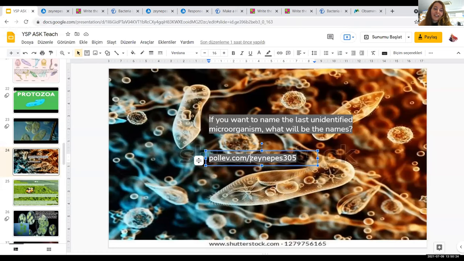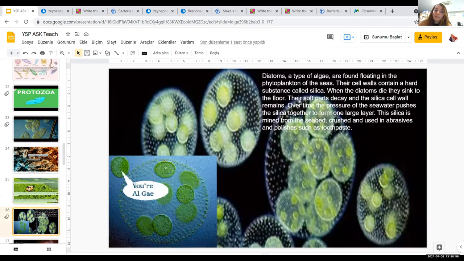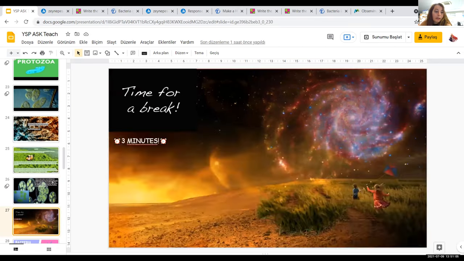And let's go with algae. They are mostly green. They have chloroplasts like plants, and you can see them on the sea, on the oceans, and they can exist as single cells, but also you can see them in different colors because of pigments of chlorophyll. Also, planktons are in here. They can make some kind of community like that. We can observe them under the microscope like this.